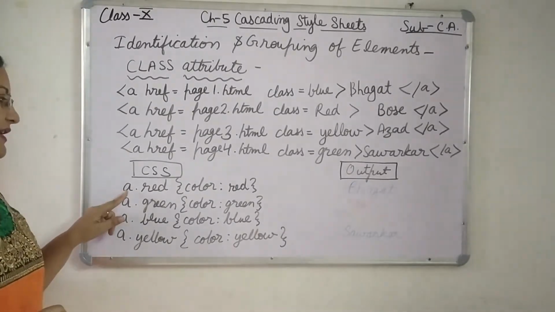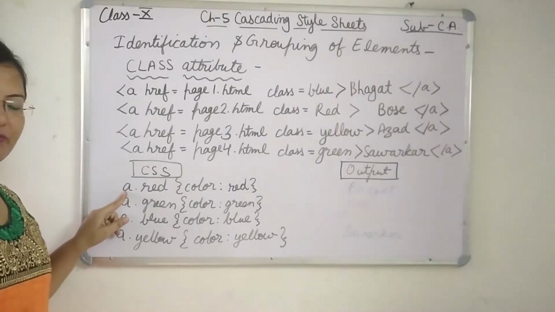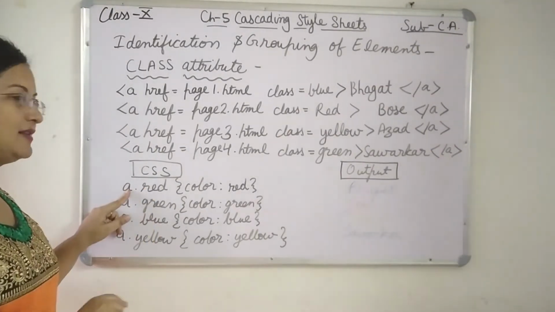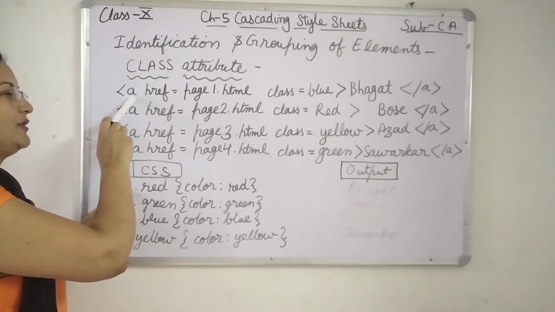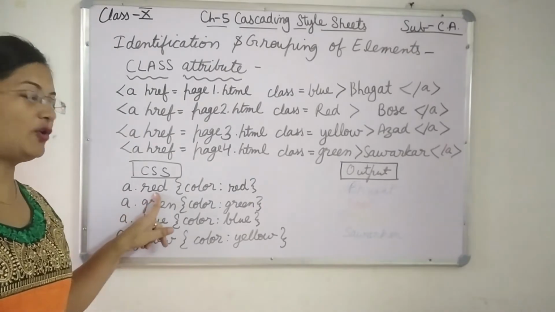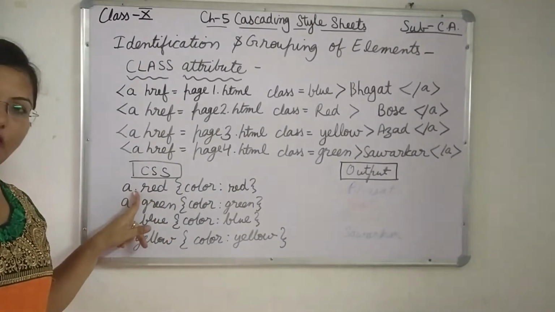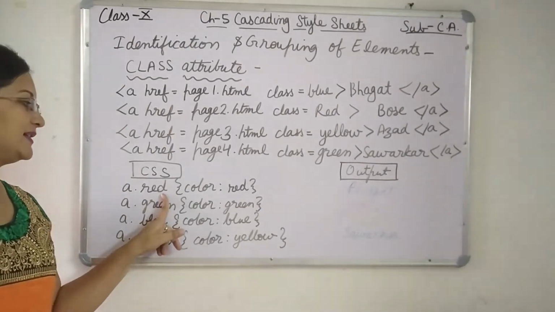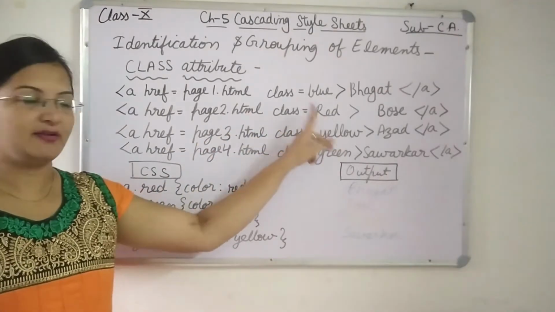So here, I have written the A tag. That means now I am going to put some CSS for the anchor tag. We know that for a hyperlink we use the anchor tag. So this is A tag dot red. Here it is dot. Dot means class. Red means the class name is red.